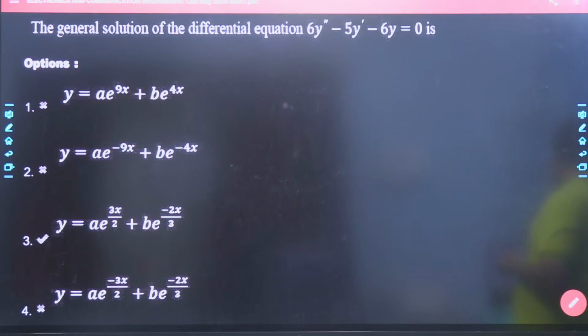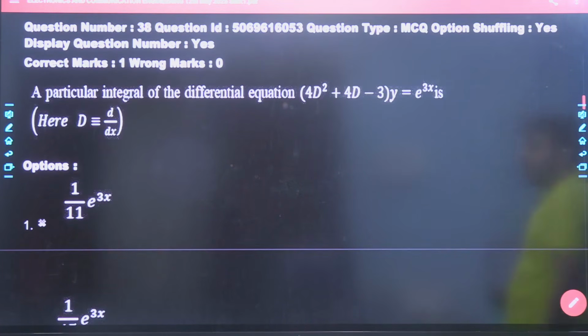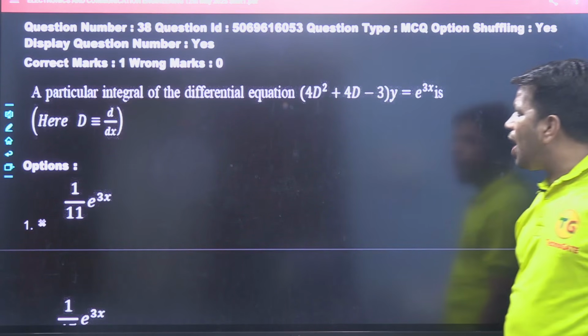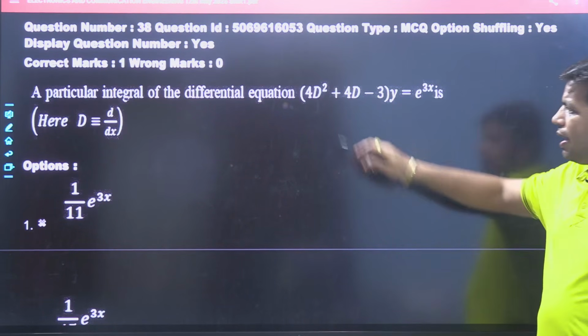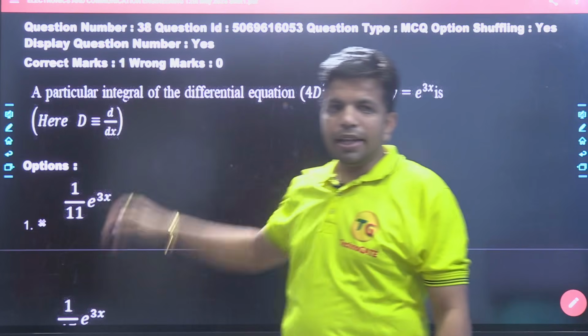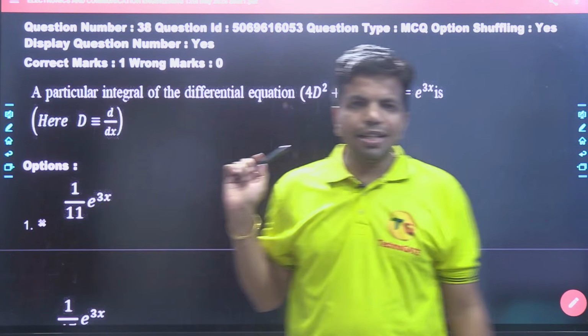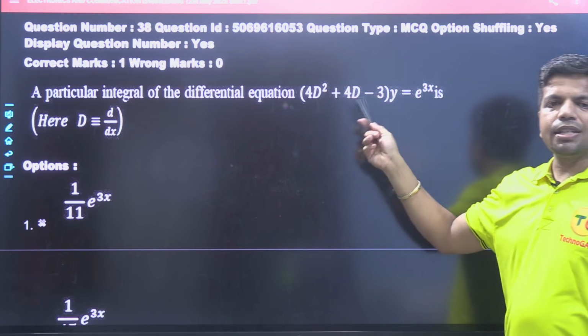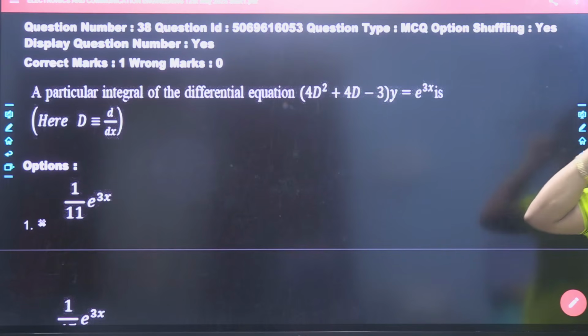Let's move to the next question. Question number 38. A particular integral of the differential equation 4D square plus 4D minus 3, y equals e to the power 3x. Here we can say that D is what? D by dx. So ultimately you need to find out the particular integral of this. You can see that the equation is a double differentiation equation.